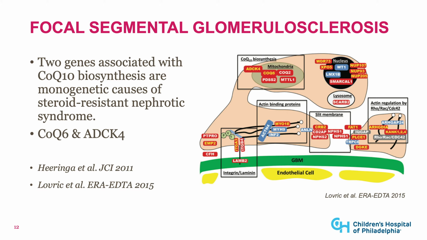As mentioned in the overview slide earlier, it is possible for mitochondrial disorders to cause a variety of other renal diseases, not just renal tubular acidosis. A particularly striking example are the primary coenzyme Q deficiencies. Genetic defects in coenzyme Q6 monooxygenase and AARF domain-containing kinase 4 are monogenetic forms of steroid-resistant nephrotic syndrome, nephrotic range proteinuria, and focal segmental glomerulosclerosis.